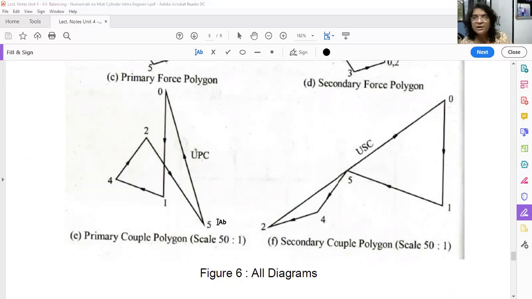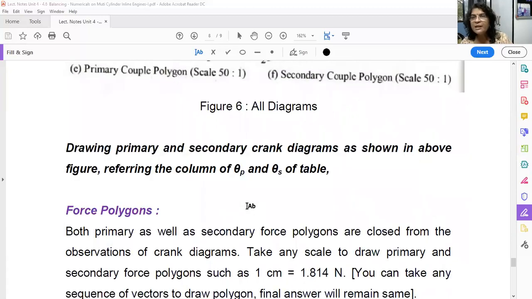Now this is your ending point. This is your starting point. Polygon is not closed. So how much is the unbalance? 5 to 0. Join this one. This will represent the unbalanced primary couple. Okay. Measure this length. Multiply by.